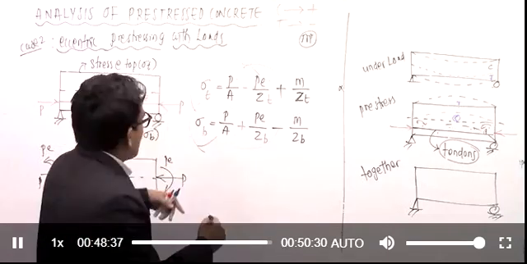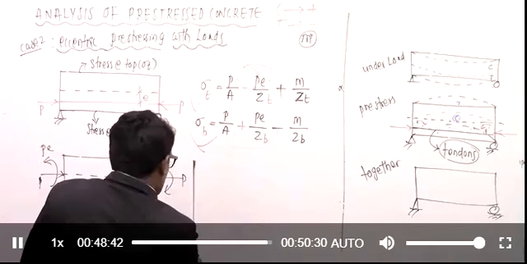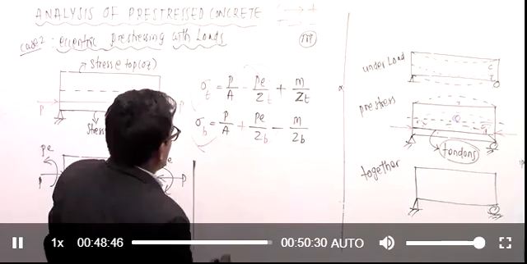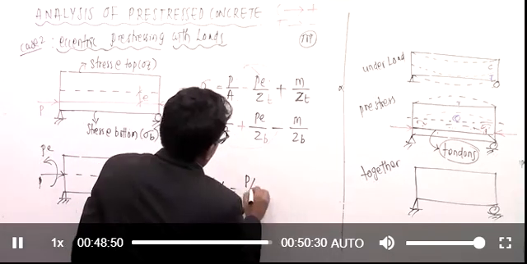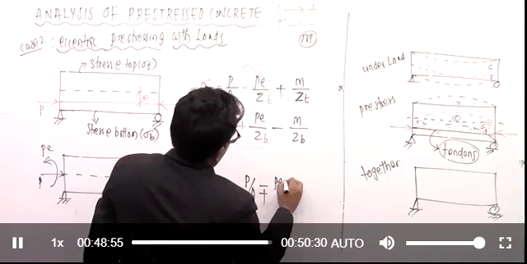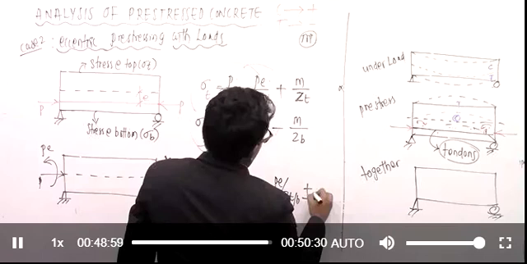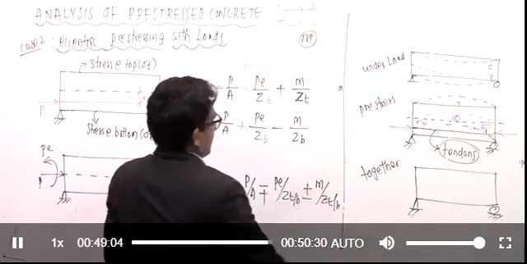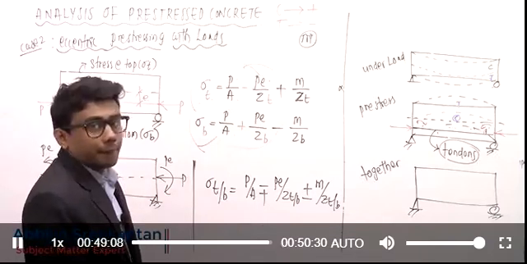Got it? Otherwise, we can combine this also. How to combine them? For a pre-stressed concrete beam with eccentric pre-stressing and external loads, sigma at the top or bottom fiber will be equal to P by A minus or plus PE by Z top or bottom, plus or minus M by ZT or ZB. You can write it in this way also.